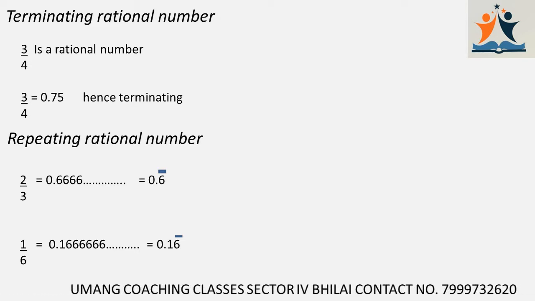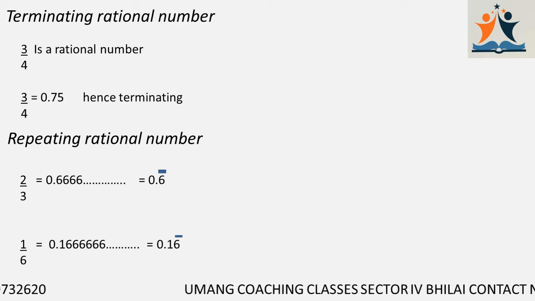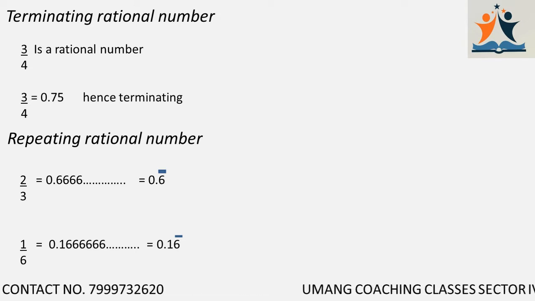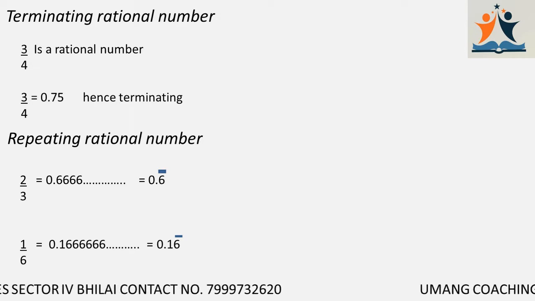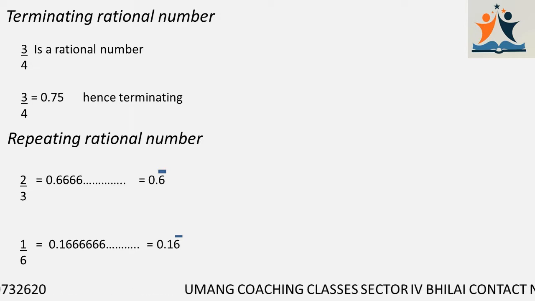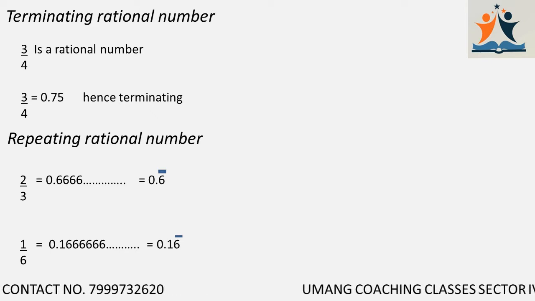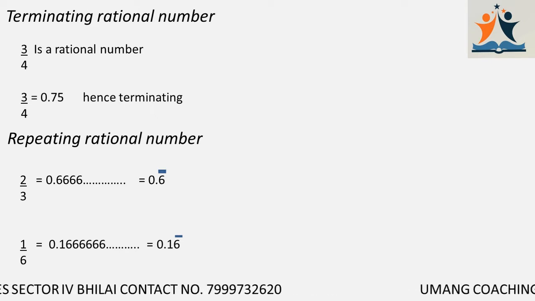If the same number repeats multiple times, we can put this bar here to represent it, because we cannot write 6 multiple times. The 6 repeats infinite times, it doesn't stop. So in order to represent this 6 infinite times, we put a bar here. Okay, next is 1 by 6.